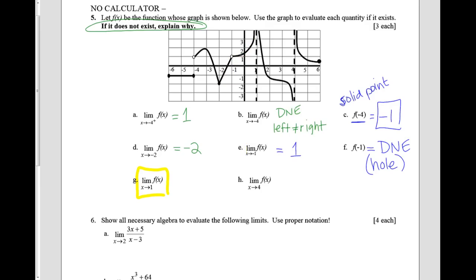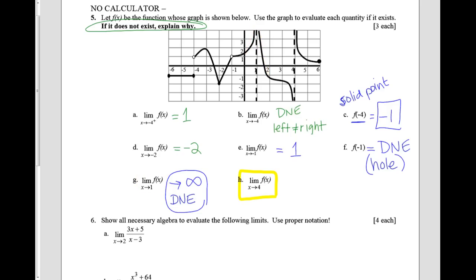Question G asks the limit as x approaches 1 of f of x. Well, 1 is an asymptote. As I approach 1 from the right, my graph is going up towards infinity. As I approach 1 from the left, my graph is also going up towards infinity. So both sides are approaching the same value. They're approaching infinity, but infinity is limitless. So it's important we say both things, that we approach infinity, but that does not exist as a limit, because the whole idea of infinity is that it's limitless.